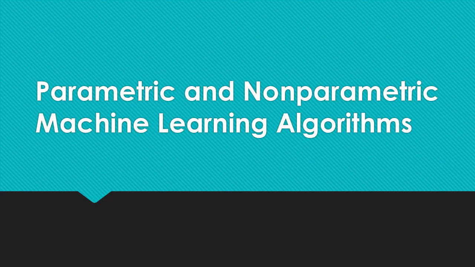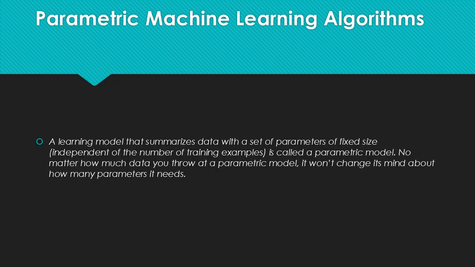So in this presentation, we are going to see parametric and nonparametric machine learning algorithms. We already know there are two types of machine learning: one is supervised and another one is unsupervised. But in this class, we are going to see what the types of machine learning algorithms are. There are two types of machine learning algorithm. The first one is parametric and the second one is non-parametric. Let me start with the parametric machine learning algorithm.